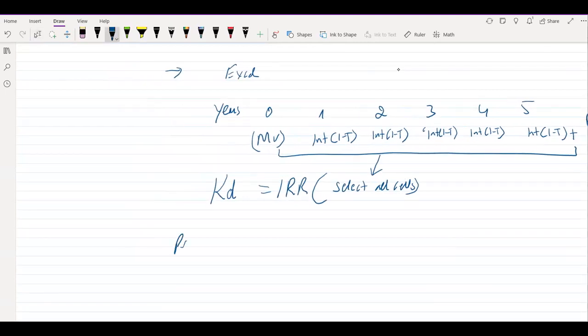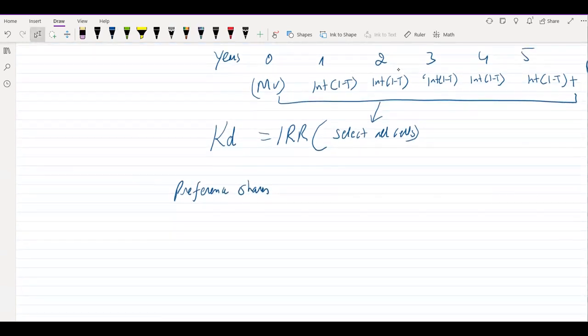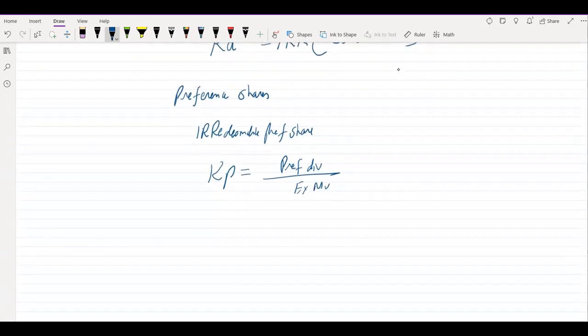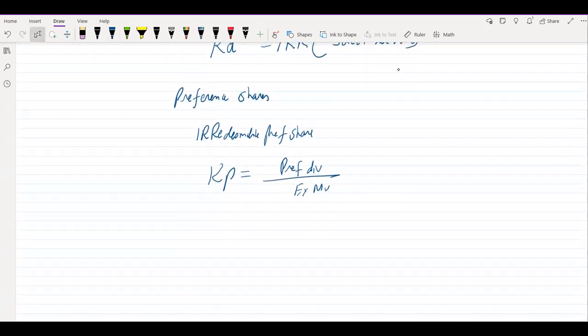Next is preference share. Irredeemable preference share. The formula is cost of preference share is equal to preference dividend divided by ex-market value. Always take ex-market value. Simple. Never deduct tax in calculation of cost of preference share.